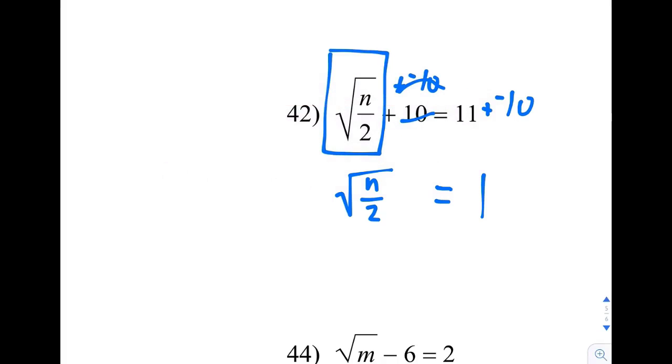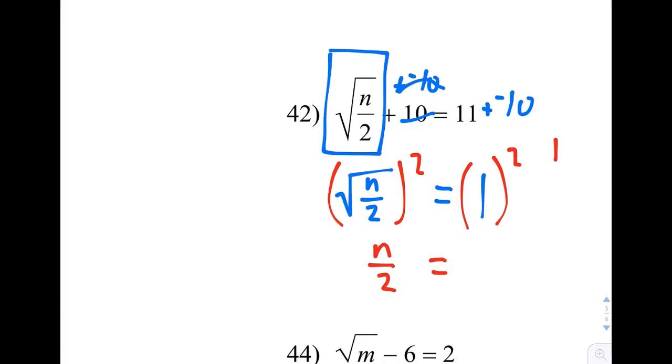Now the root is completely alone on the left side, and so I'm going to square this to make the root go away. Whatever I do to one side I have to do to the other. Even though that's not a square root over there, I still have to square it. So over here the square root and the square undo each other, leaving me just n over 2, no root. Over here I have to square the number 1. So I take 1 times 1, and in this case that happens to be 1.